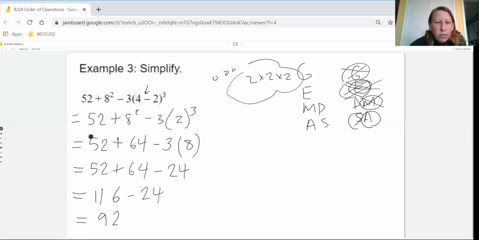Okay, I can check with the calculator if I'm not sure on that last one. 16, 4, 11, 10, 9. Okay, good. So all of this junk is just another way to write the number 92.